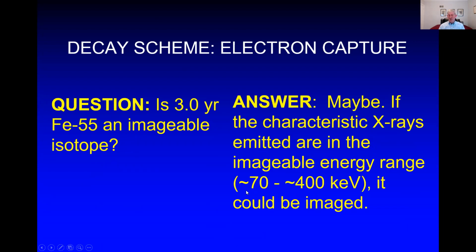And if they're in the range of greater than 70 up to a few hundred, we could image it. So the answer is maybe, because we don't know what that energy is. If we knew the energy, we could have said yes, but we didn't know. So it's a generic question about electron capture, and all electron captures emit X-rays.